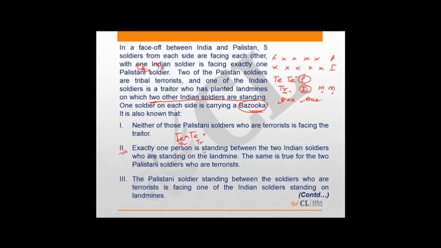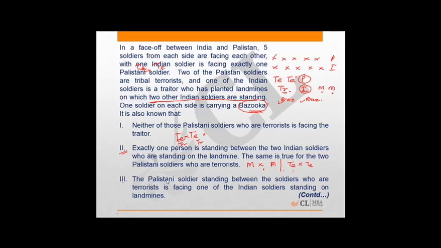Second statement tells us exactly one person standing between the 2 Indian soldiers who are standing on the landmine. So we have this scenario, we have mine, cross and mine. So one soldier is standing. The same is true for 2 Palestini soldiers who are the terrorists. So we have terrorists, cross and terrorists. Okay, we'll remember this as well. And opposite to terrorists, we do not have a traitor. Remember this from the first statement.